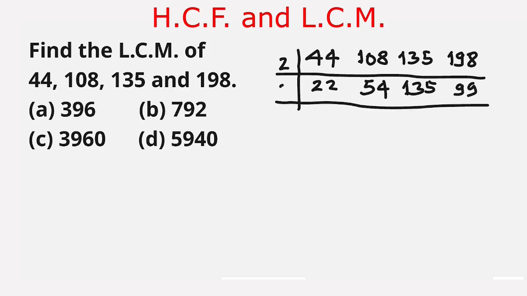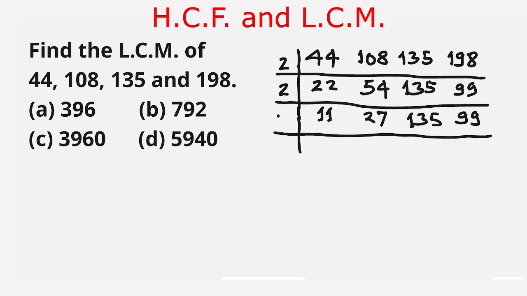We further divide it by 2, as two numbers are divisible by 2. 2 divides 22 for 11 times, 54 for 27 times, and we write 135 as it is and 99 as it is. Now we divide it by 3. We write 11 as it is, as it's not divisible by 3. 3 divides 27 for 9 times, 135 for 45 times, 99 for 33 times.